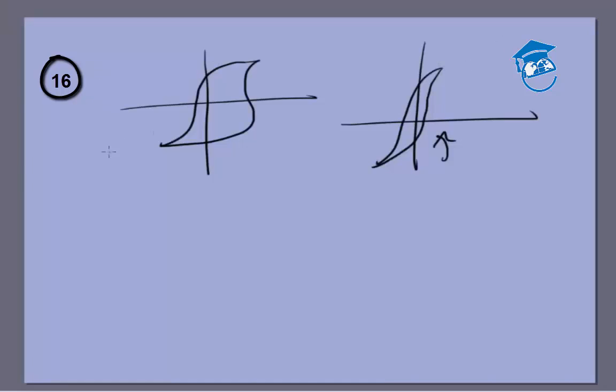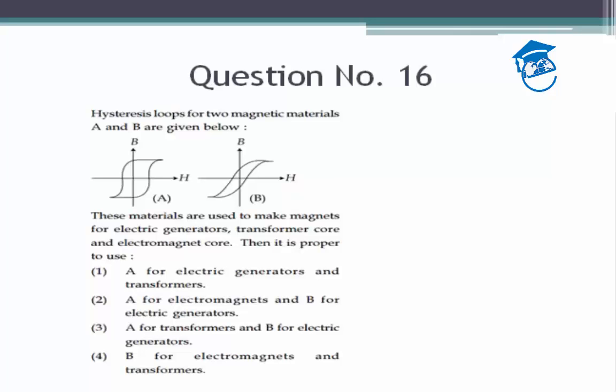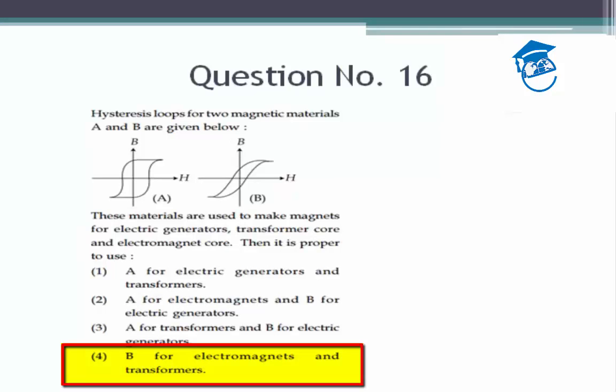The only thing you'll need this graph for will be a permanent magnet, which is not in the options. So the answer is B for electromagnets and transformers. A is not used for any of these, which means the answer is option 4.